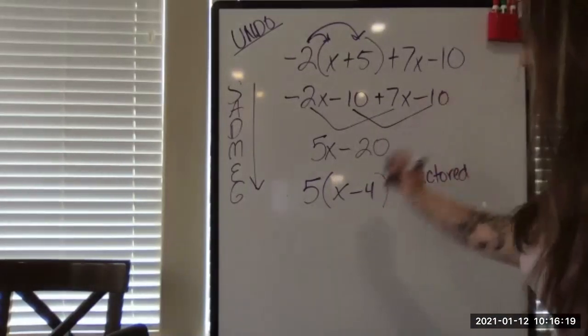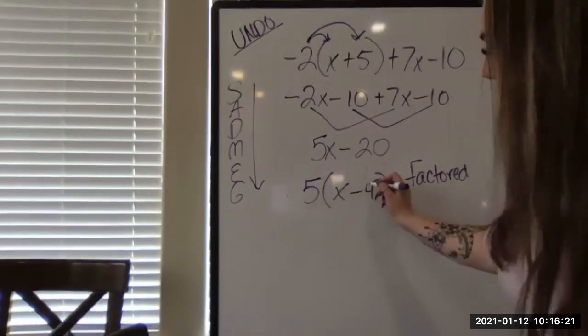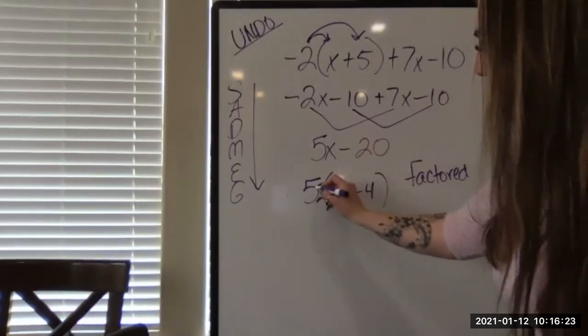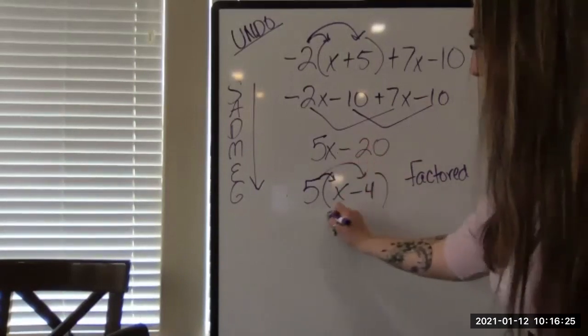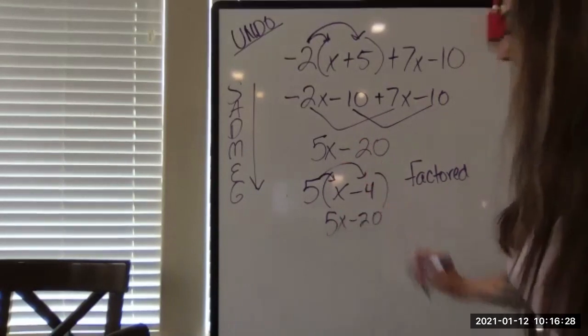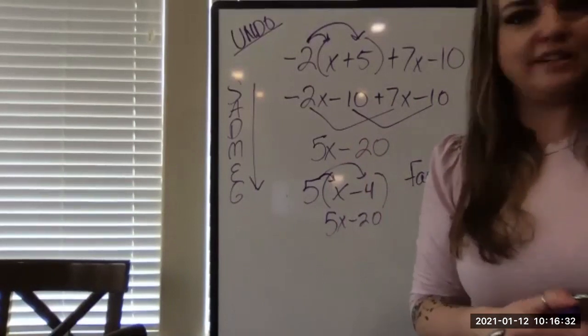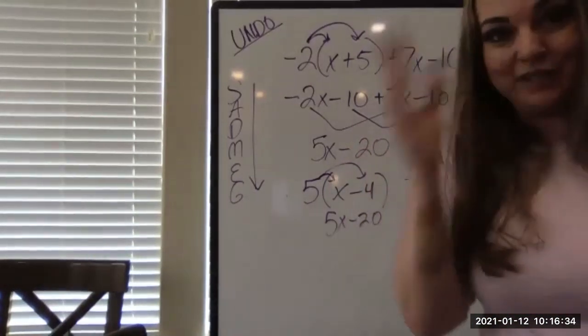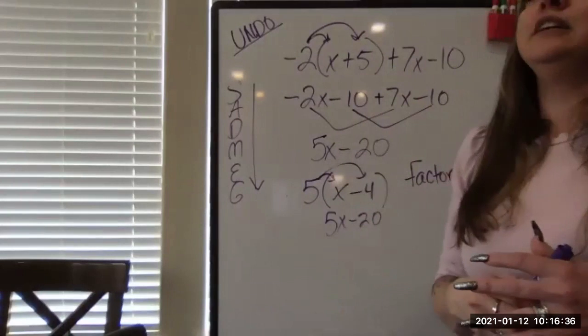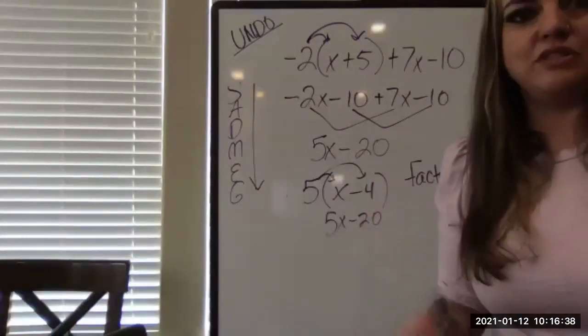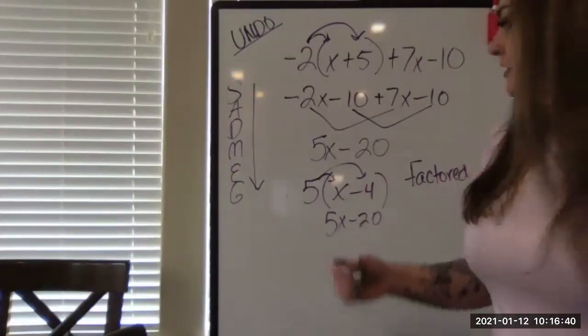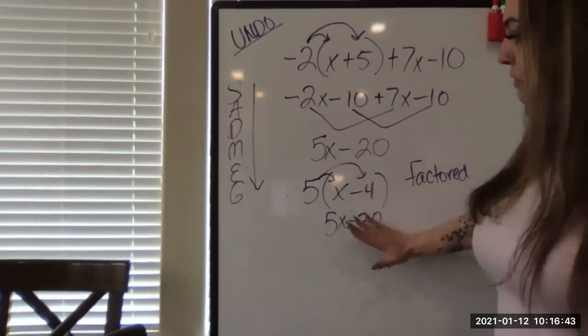So to check it, you would then distribute your 5 and see if you come back to this. You distribute, you get 5x minus 20. And a lot of you are going to be like, yeah, I can do that in my head. I don't need to write it out. You probably can, but mistakes get made when we do stuff in our head, okay? So just don't be lazy and take a moment to just write it out.